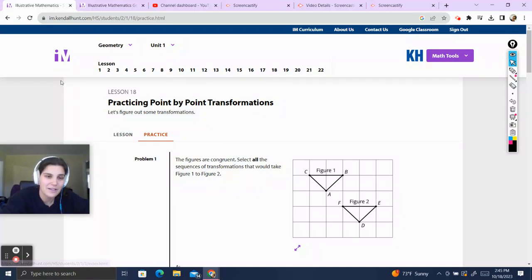Today we'll be going over Illustrative Math, Geometry, Unit 1, Lesson 18 practice.